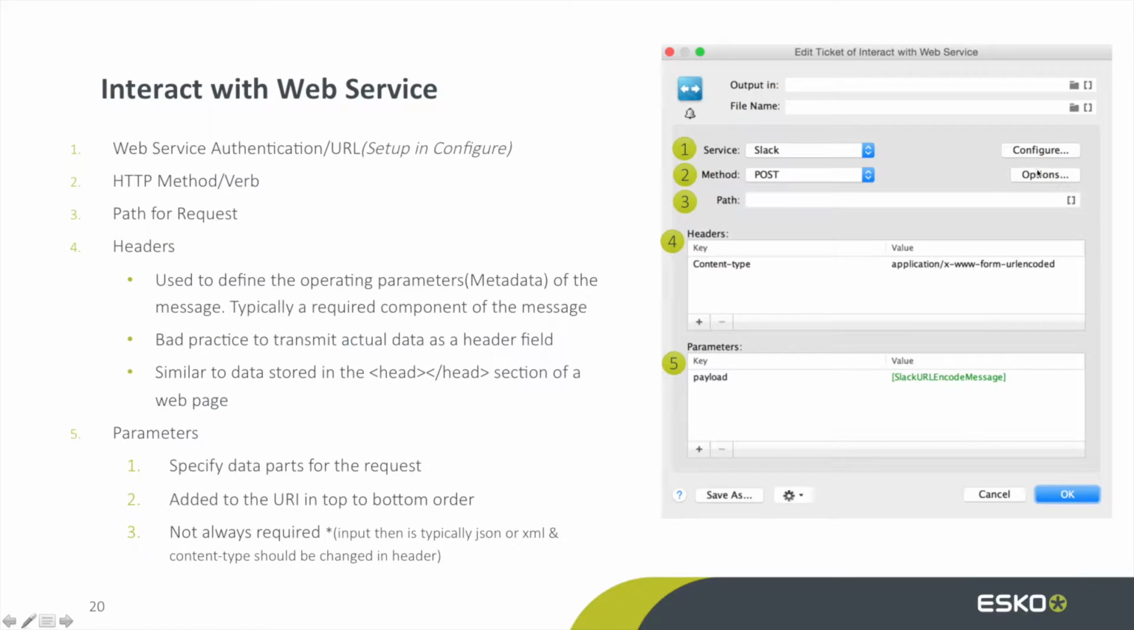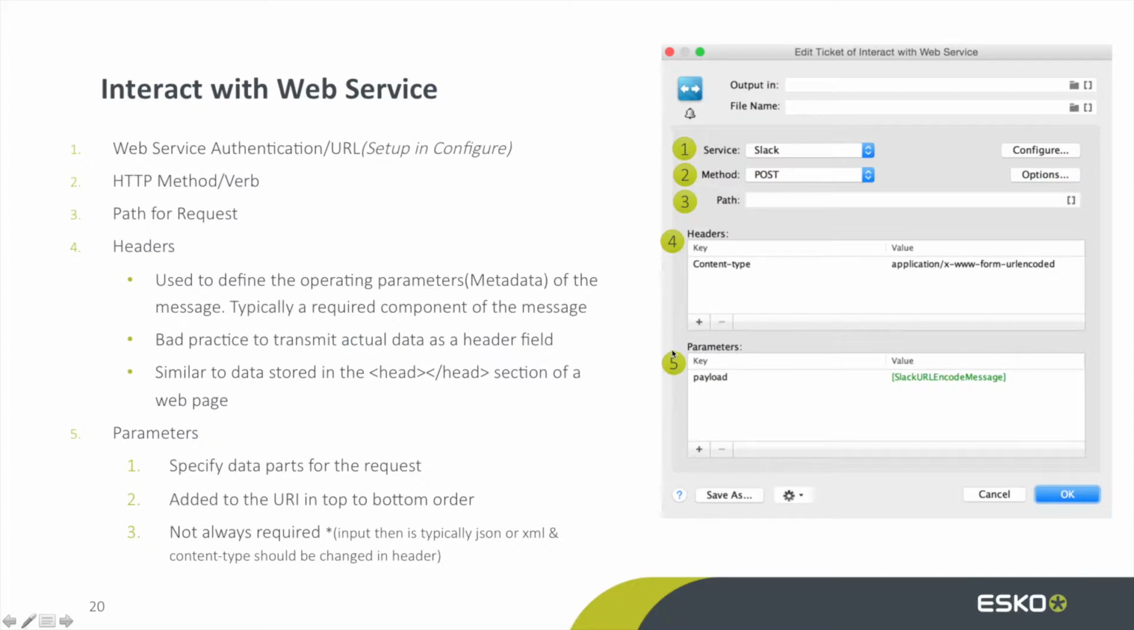And then in our options tab, there's a selection to attach input files to the request, so if you're going to be uploading any files. We'll have our path for our requests. You'll see in the examples that I have a page name in here. And then we need our headers, which is key to making the web services work. So these are used to define operating parameters or the metadata of the message. They are typically a required component, and it's a bad practice to transmit actual data as a header field. So if you're familiar with writing HTML pages, this would be similar to the data stored in the head section of the web page.